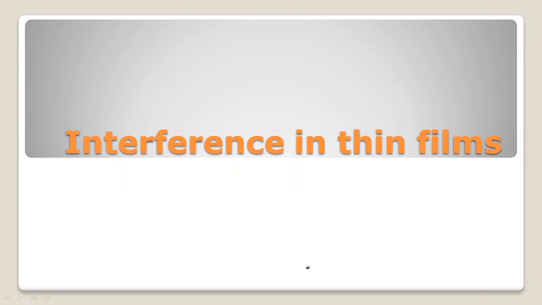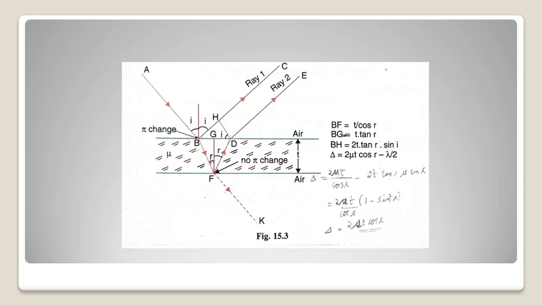Hello students, in today's class, let us understand about the interference process in thin films. Interference in thin films is an example of interference by division of amplitude, as opposed to Young's double slit experiment, which is an interference by division of wavefront. So here the incident beam will be split into two by reflection and refraction.